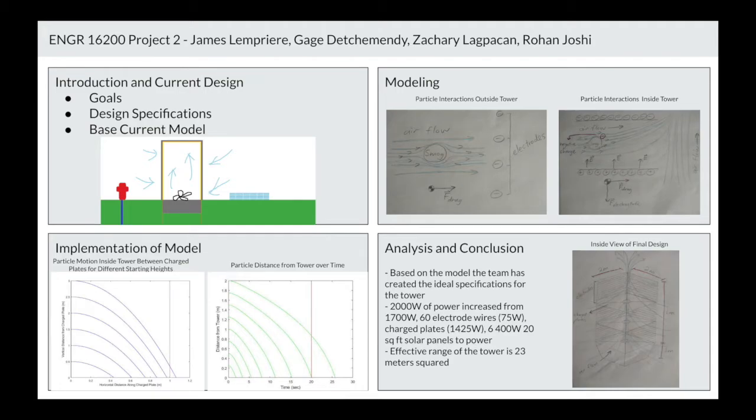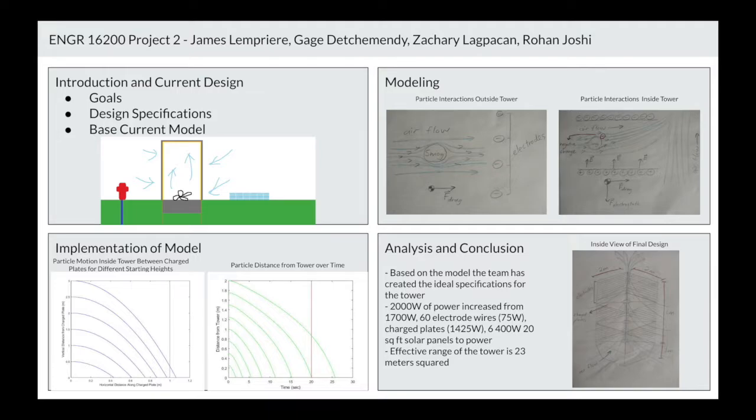This is the Project 2 poster by Team 71 for their model of a smog-free tower. At the start of the project, Team 71 created a set of goals that they hoped to accomplish by the end of the project. The first goal was to create a basic model of the smog-free tower.